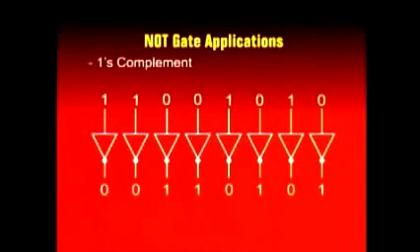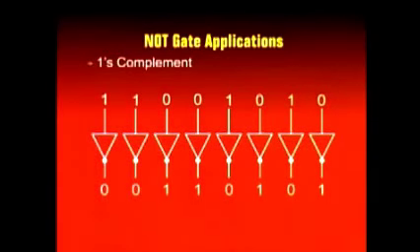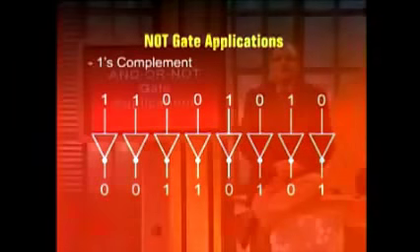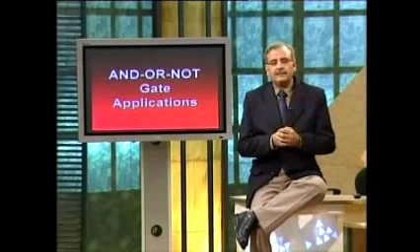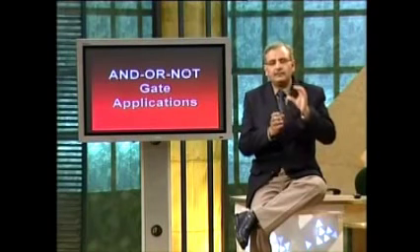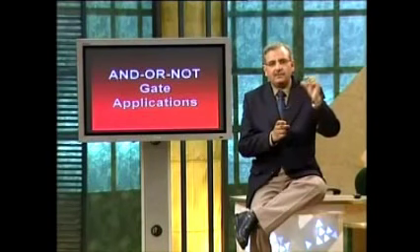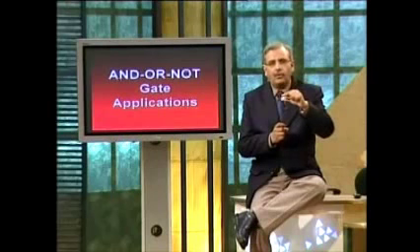So how do you perform this 1's complement? By using NOT gates. So how many NOT gates do you require? Since the number is an 8-bit number, you would require 8 NOT gates. We've just looked at applications of the AND gate, the OR gate and the NOT gate. Now before we move on, let us look at alternate representations of the AND gate and the OR gate.